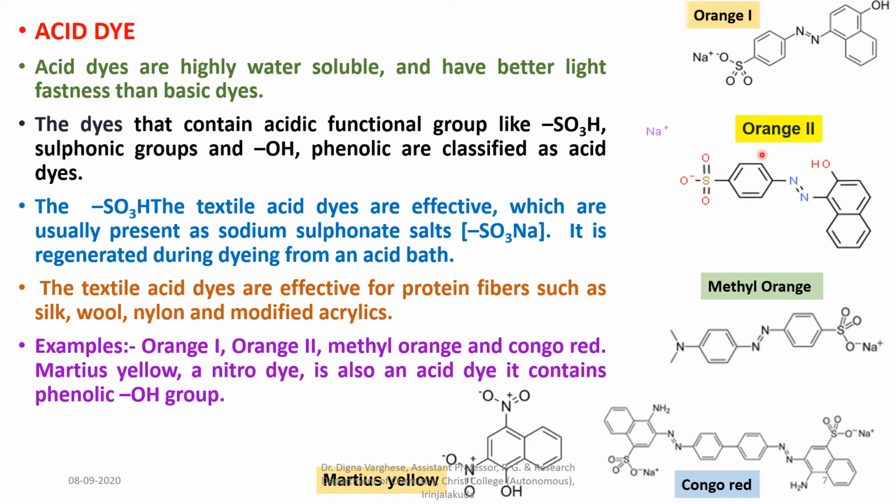In all the acid dyes, acidic functional groups are present in the molecule, that is most of them contain SO3H. Among that, SO3 is in the form of SO3Na, sodium salt of sulfonate, and also phenolic groups are present, that is OH. Orange 1, orange 2, methyl orange, Congo red will contain SO3Na as the acidic functional group, but in the case of Martius yellow, the OH group is the acidic functional group.